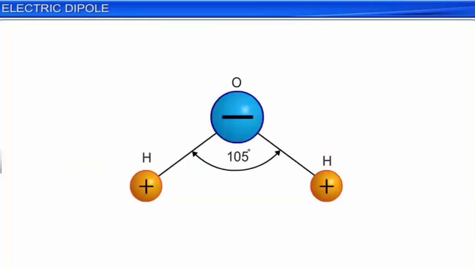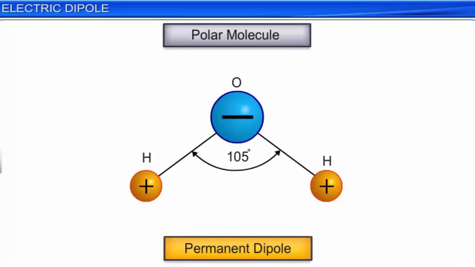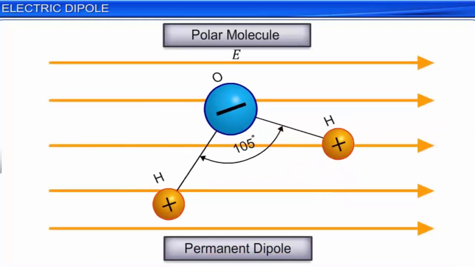There are other types of molecules called polar molecules, where the centers of the positive and the negative charges do not coincide. They possess some dipole moment even when they are not in the presence of an external electric field. Such molecules are called polar molecules. These are permanent dipoles. When such polar molecules are placed in an external uniform electric field, they orient themselves in the direction of the field.